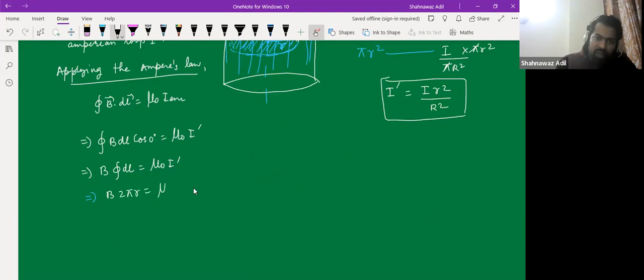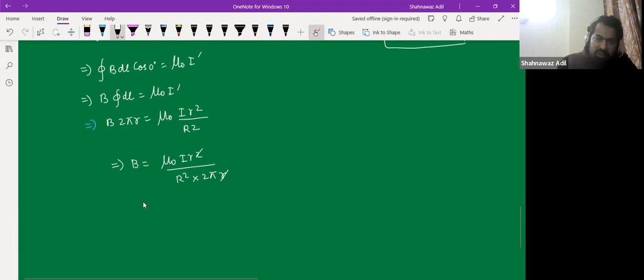And this I dash is how much? That is I r square divided by capital R square. So if we calculate the magnetic field, that would be mu naught I r square divided by R square and 2 pi r. This r will cancel, so the magnetic field would be mu naught I r divided by 2 pi R square.